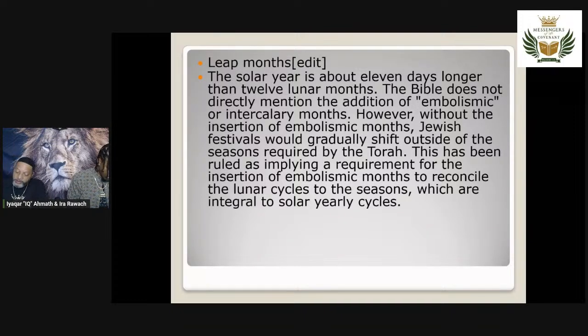First Kings 4 and 7 is going to help us understand, because remember, what we're looking at is the difference between the solar year and the lunar months. It said that the solar year is going to be 11 days longer than the lunar month.